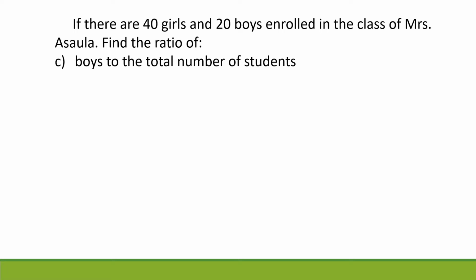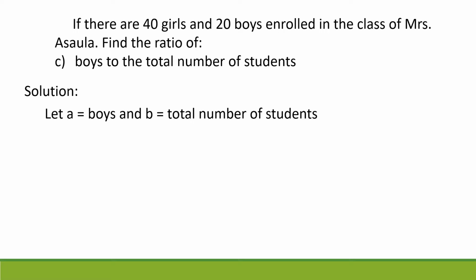Sumunod naman ay boys to the total number of students. Para sa ating solution, let A be equal to boys and B be equal to total number of students. So, for number 1, we have A to B. Ang A natin ay boys, which is 20. Ang B naman natin ay total number of students. So, i-add lamang natin ang boys at ang bilang ng girls. So 40 plus 20, that is 60. Therefore, meron tayong 20 to 60.